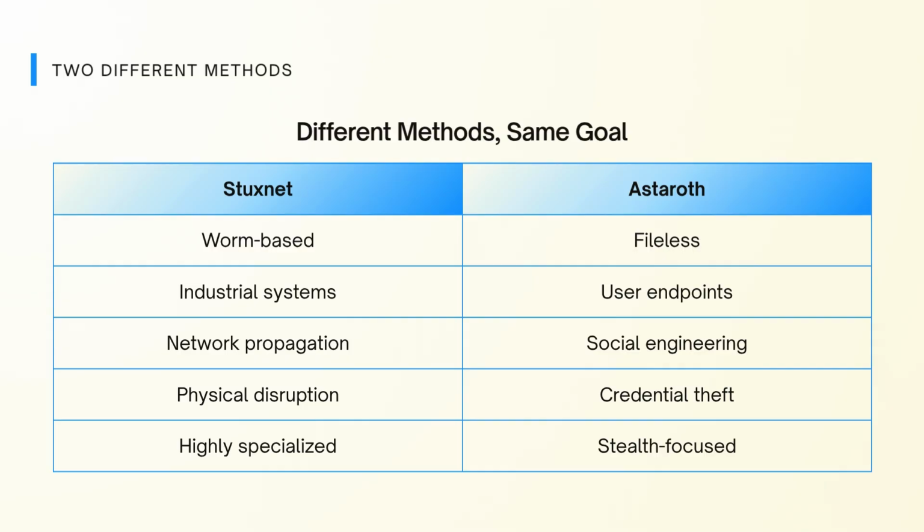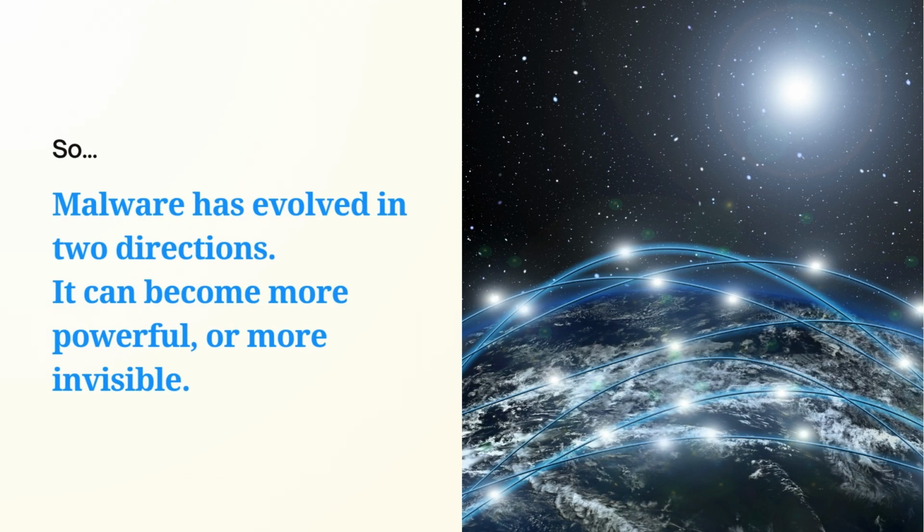What's interesting is comparing these two side by side. Stuxnet was worm-based, targeted industrial systems, spread through the network and caused physical disruption. It was highly specialized. Astaroth was fileless, targeted regular users' endpoints, spread through social engineering and focused on credential theft. It was stealth focused. Completely different targets and techniques, with one goal in common: to gain unauthorized access.